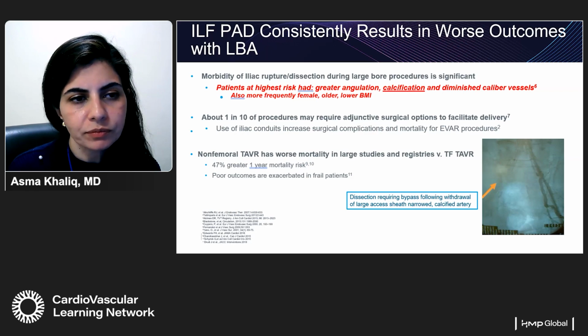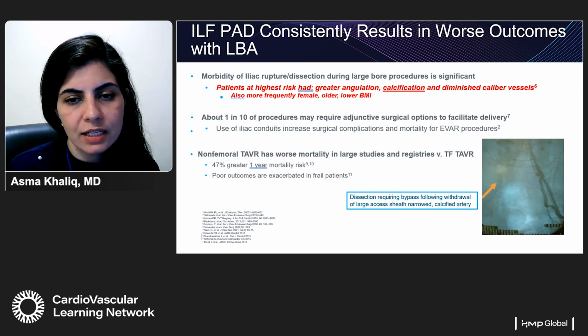So that said, 1 in 10 procedures will require either adjunctive surgery or facilitated delivery. The use of iliac conduits, which we know from the EVAR data, is associated with pretty significant surgical morbidity and mortality. Non-femoral TAVR, however, as I will show in my upcoming slides, has pretty significant mortality as well as morbidity as compared to the femoral TAVR. So 47% in this study, 47% greater 1 year mortality as compared to the transfemoral TAVR. And these poor outcomes are basically worse in the patients because they're frail.